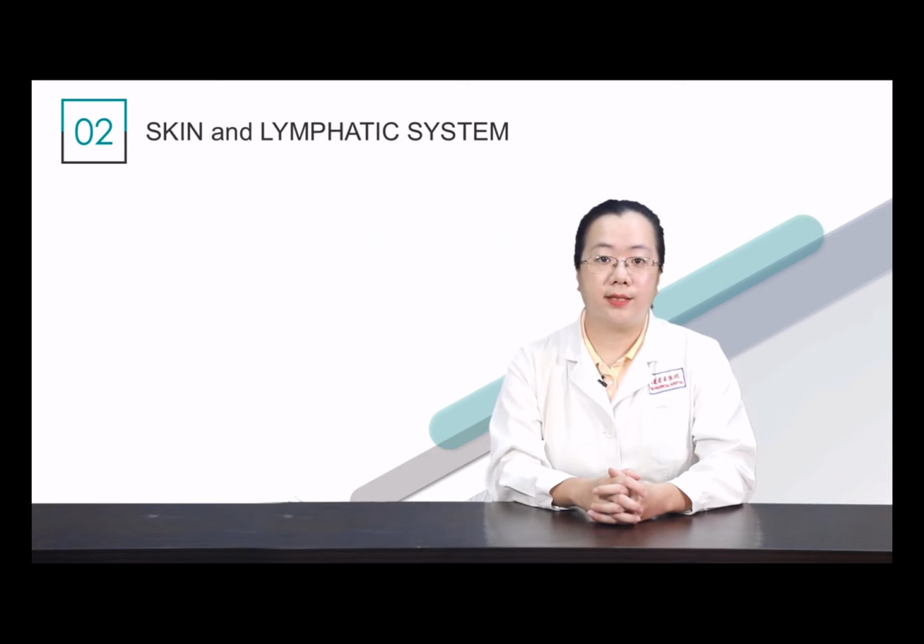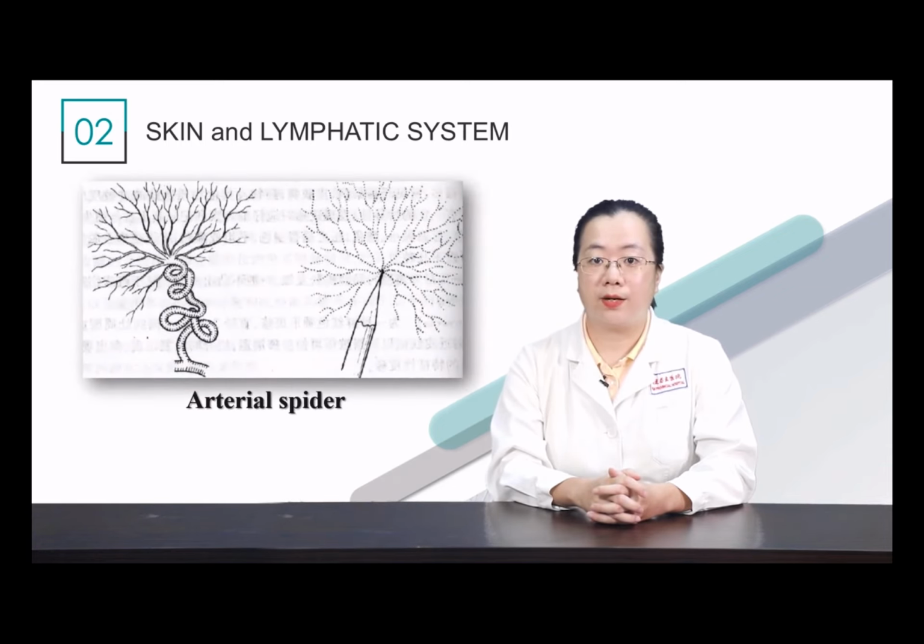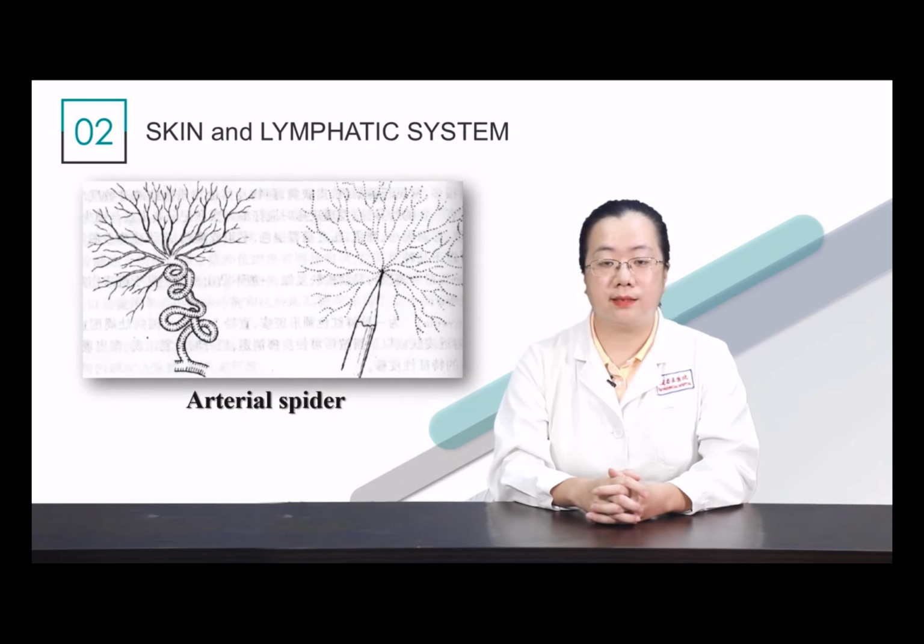There is a very strange and special sign on the skin, which is called the arterial spider. The cause of an arterial spider is still unknown. We only know that it has some relationship with disease of the liver.